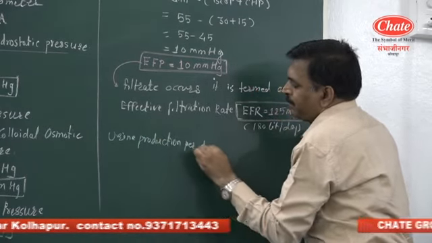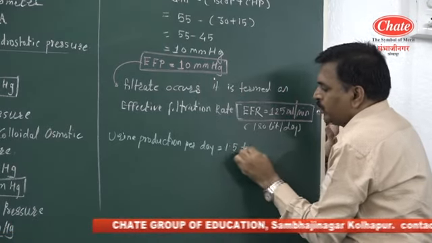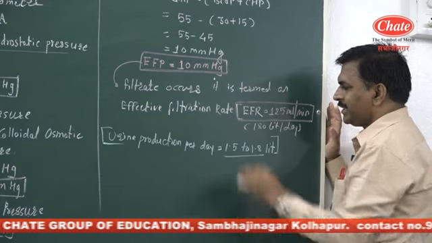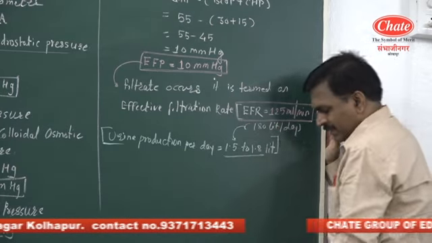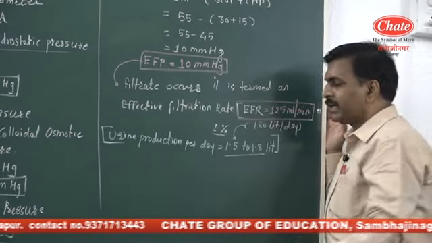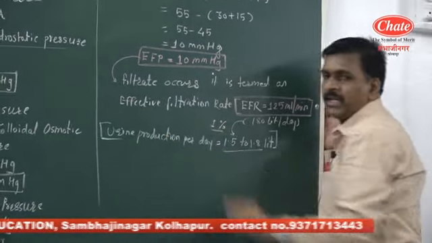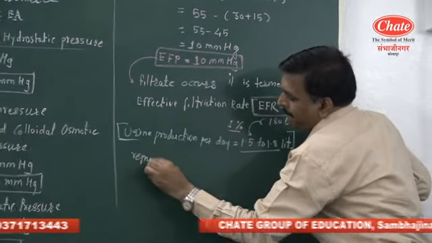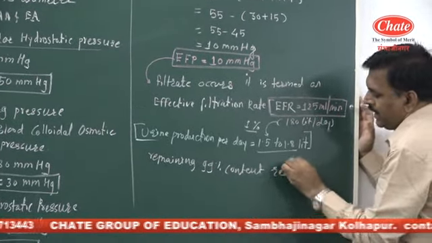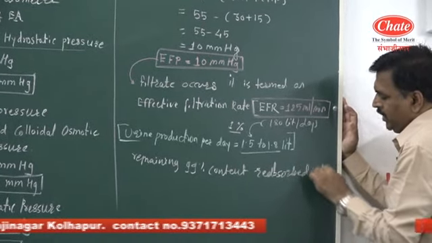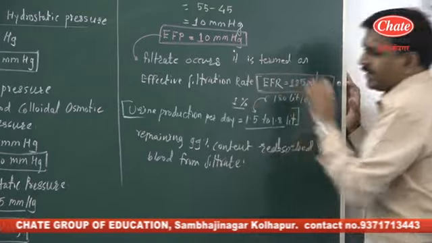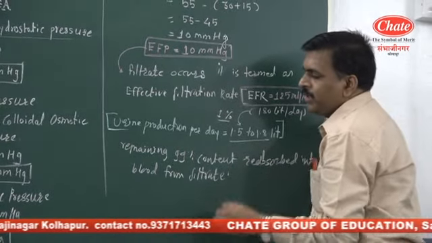Urine production per day is about 1.5 to 1.8 liters. When we compare this with 180 liters, this content is only about 1%, meaning out of the glomerular filtrate, 1% of the content gets released out as urine, meaning the remaining 99% of the content is reabsorbed into the blood from the filtrate, and so the second process occurs, termed selective reabsorption.